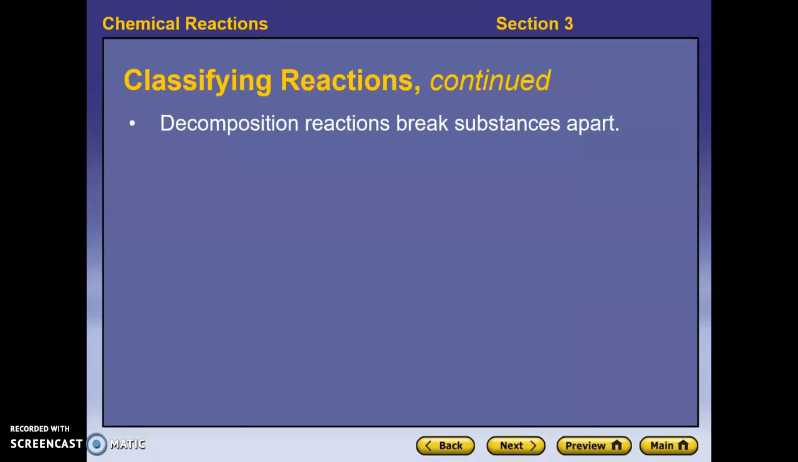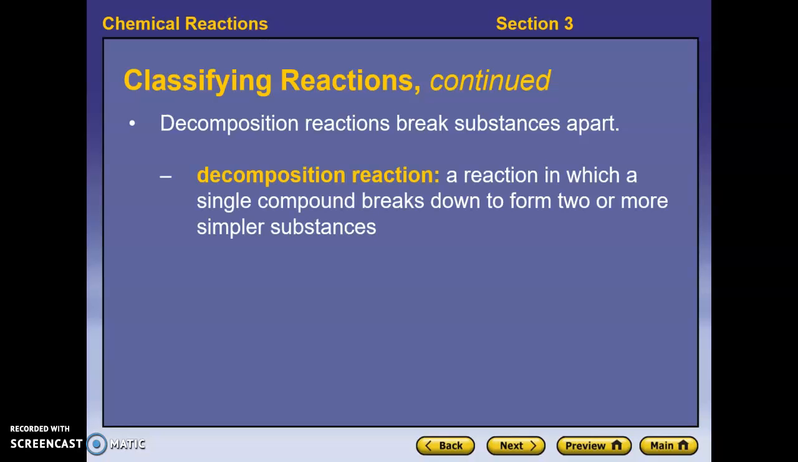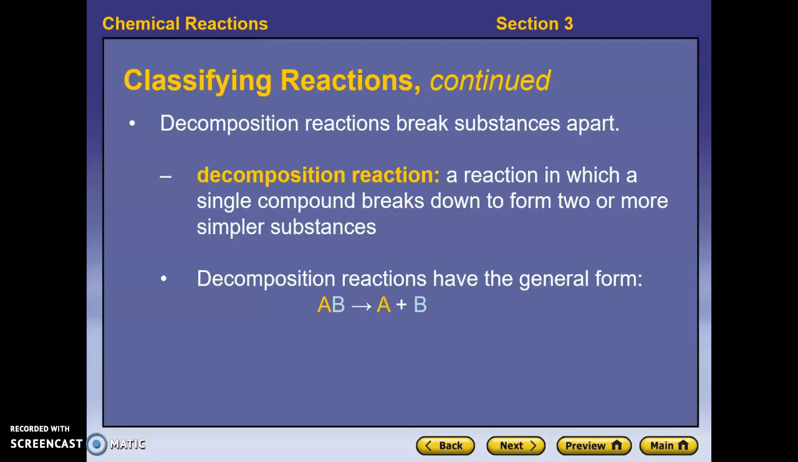The opposite of synthesis is decomposition. You know from life, when things decompose, they break apart or they rot, right? So if you're looking for a decomposition reaction, what you're looking for is a reaction in which a single compound breaks down to form two or more simpler substances. So it may or may not break apart into its individual elements, but it is a compound that breaks down into more than one thing. So they have the general form of the compound AB forming A plus B.